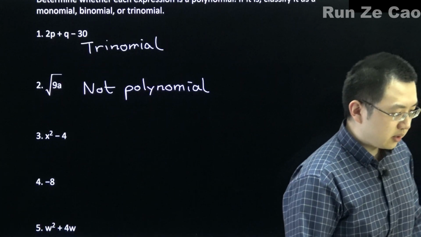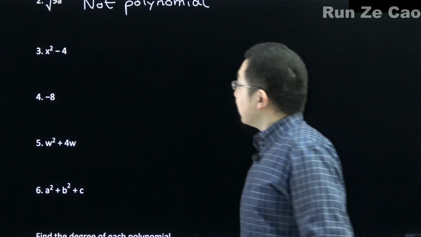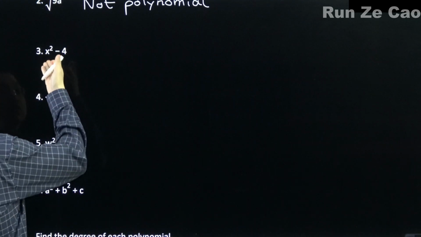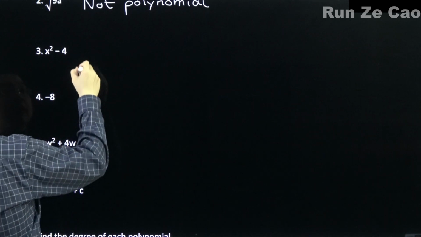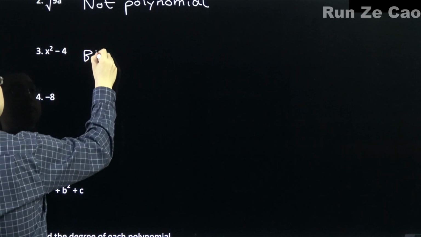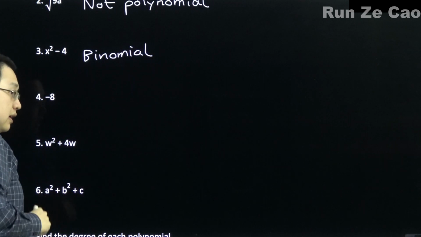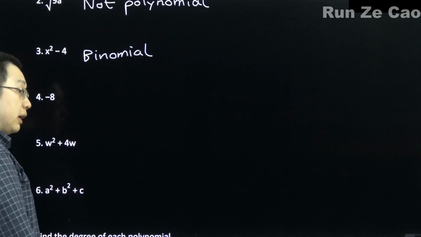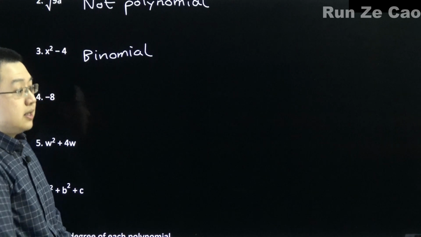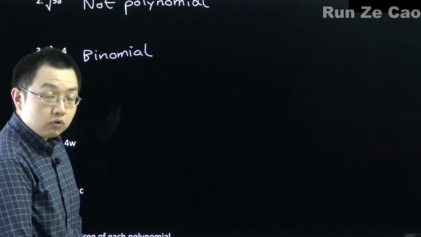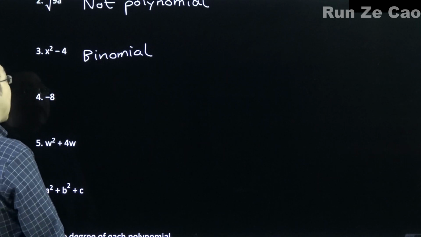Now, x squared minus 4, that is, we have 2 terms, so it's a binomial. Because all the degrees on the variables are 0 or integers greater than 0. So, natural numbers.